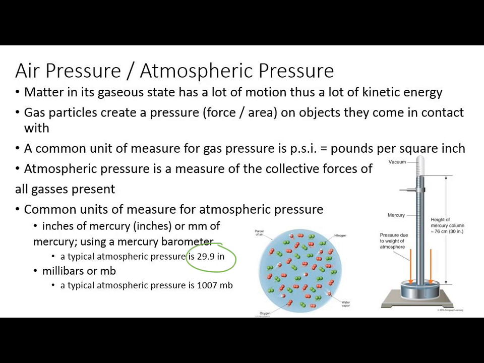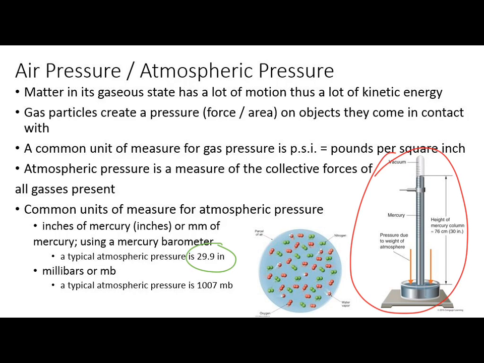Now when they tell you it in inches, what they are actually using is a liquid mercury barometer. Mercury is an element, and it's one of the few elements on the Earth that is a liquid. So this is how your meteorologists get the inches of pressure.